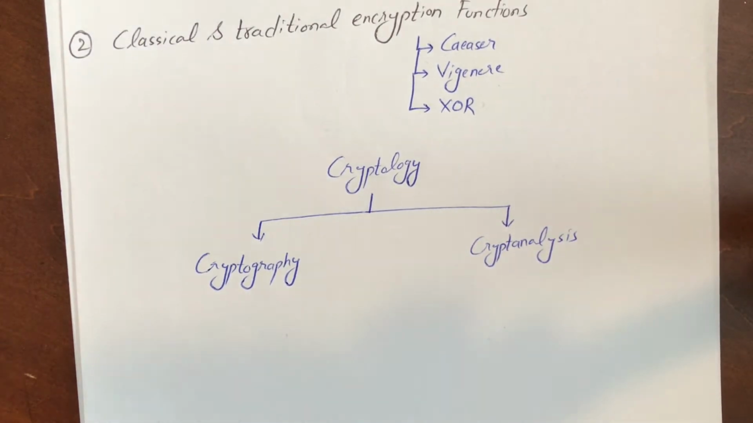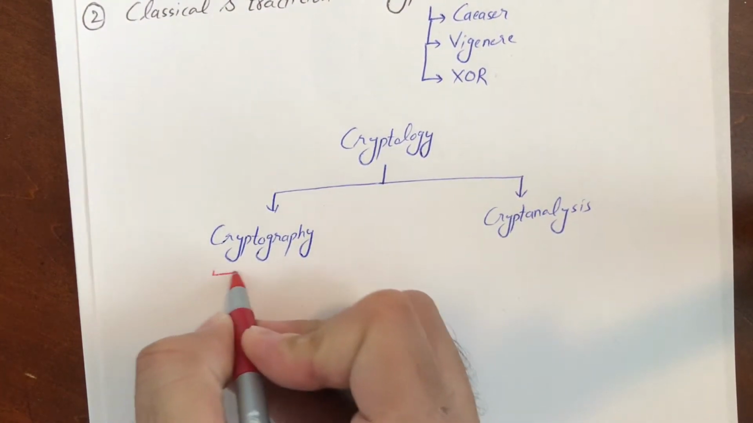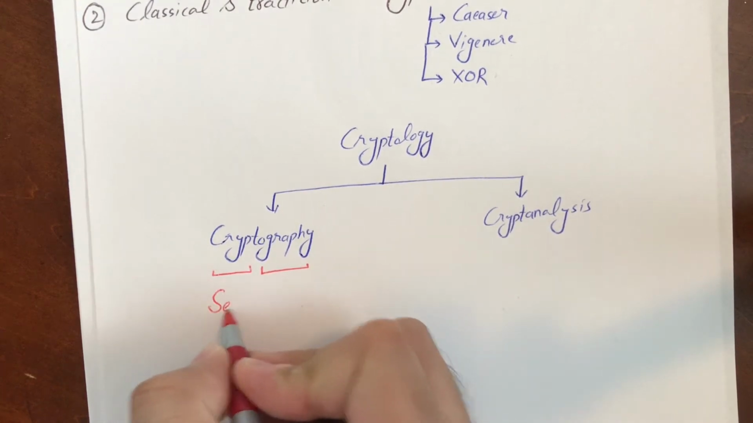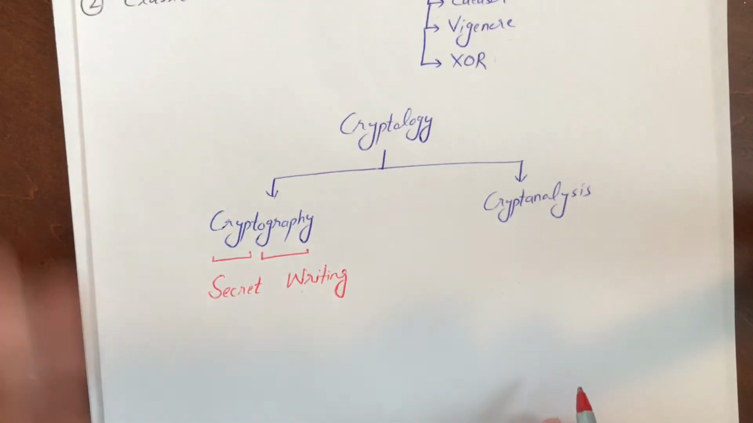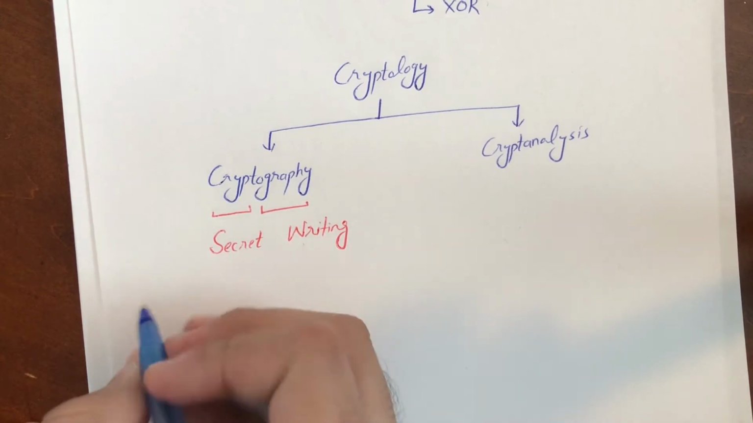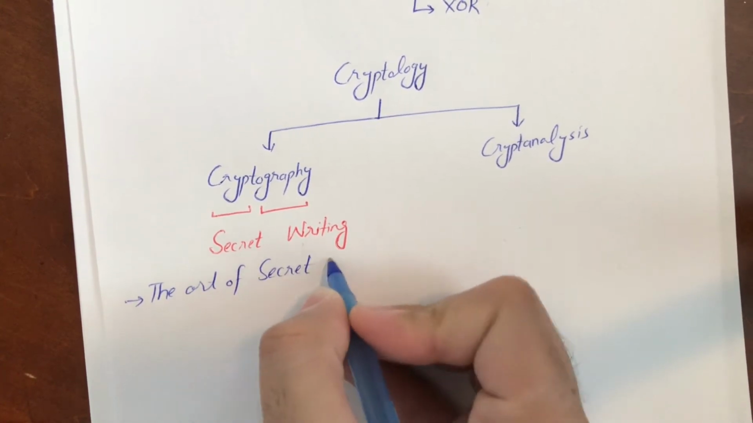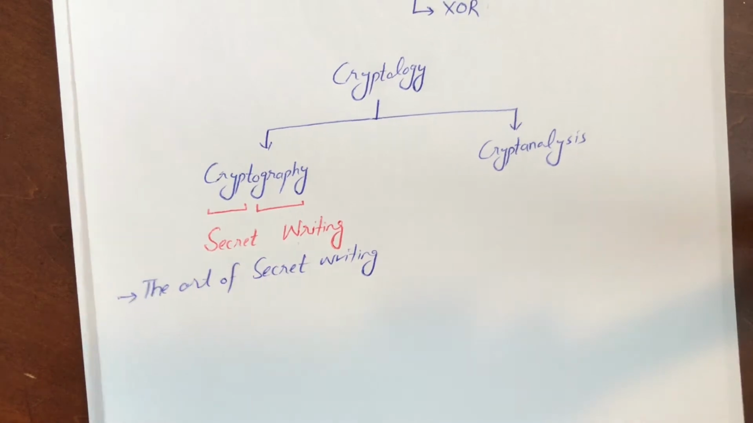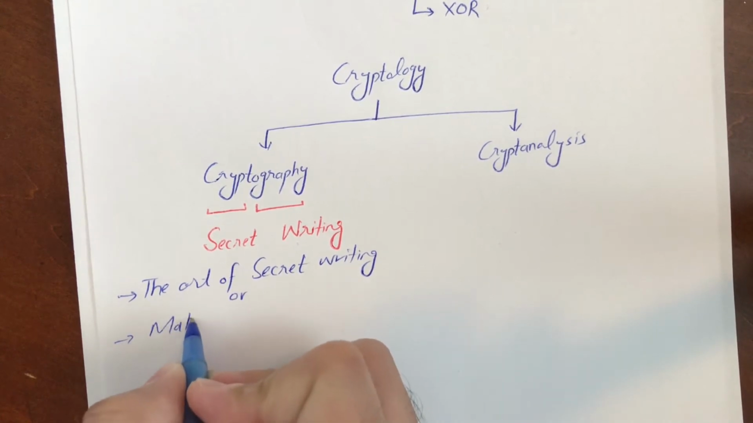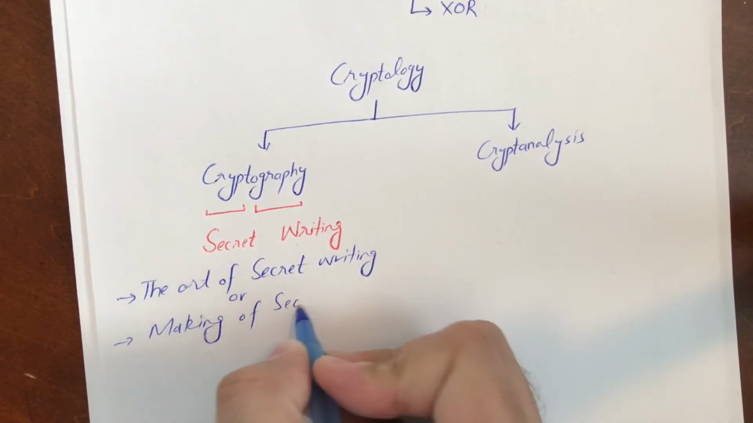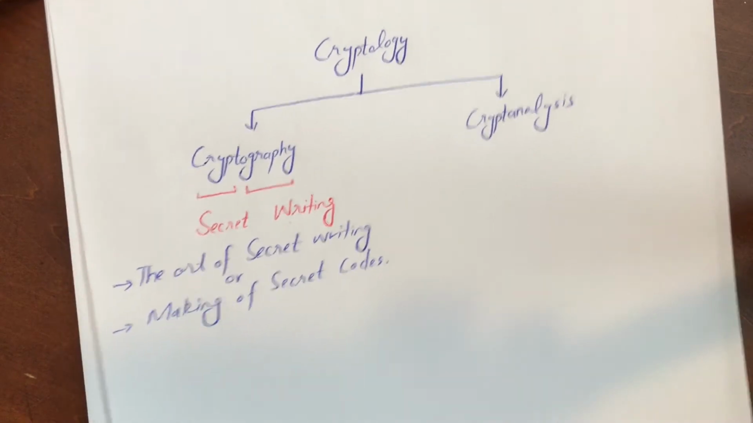So this particular word cryptography came from the Greek language, and it's basically a combination of two words. Crypto means secret, while graphy means writing. So one of the definitions of cryptography is basically the art of secret writing. The art of secret writing is also known as cryptography, and we can also say cryptography is basically the making of secret codes.